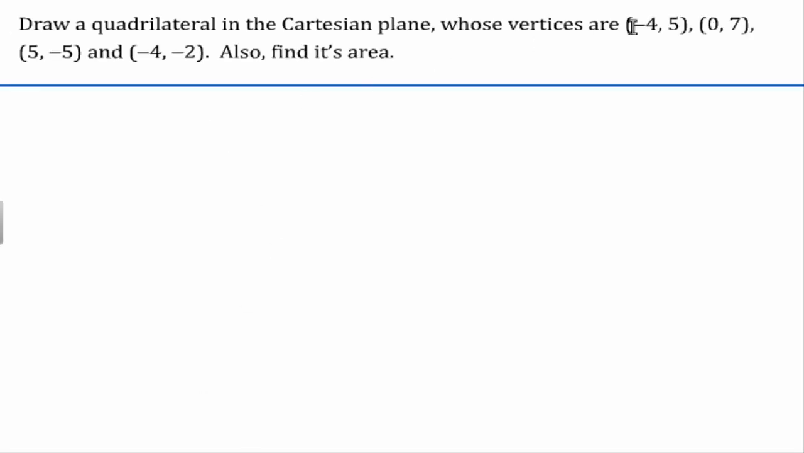In this question, when 4 points are given to us, by joining these 4 points we have to draw a quadrilateral, and after drawing the quadrilateral we have to find its area. Let us see the solution for this.